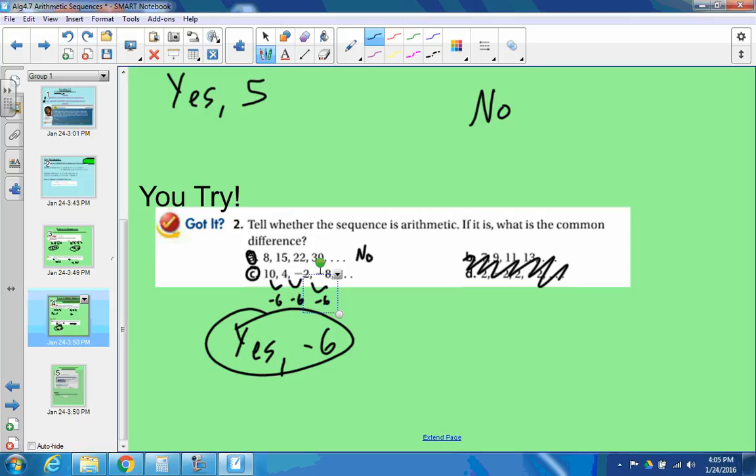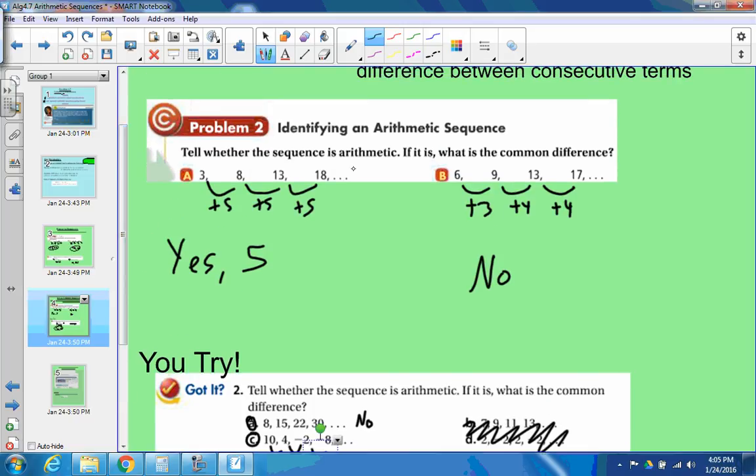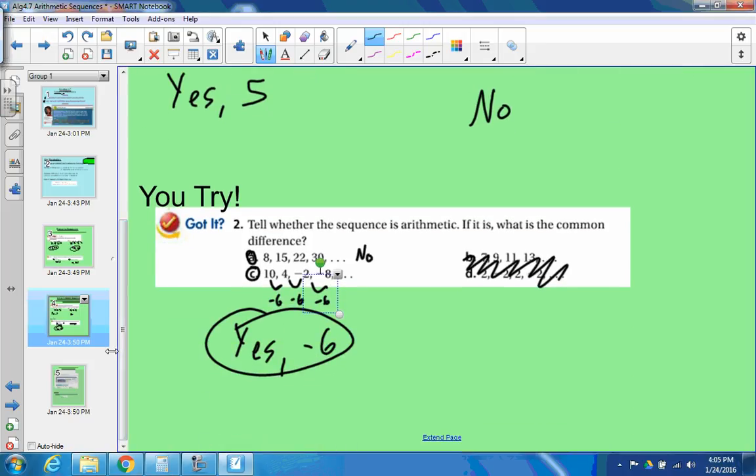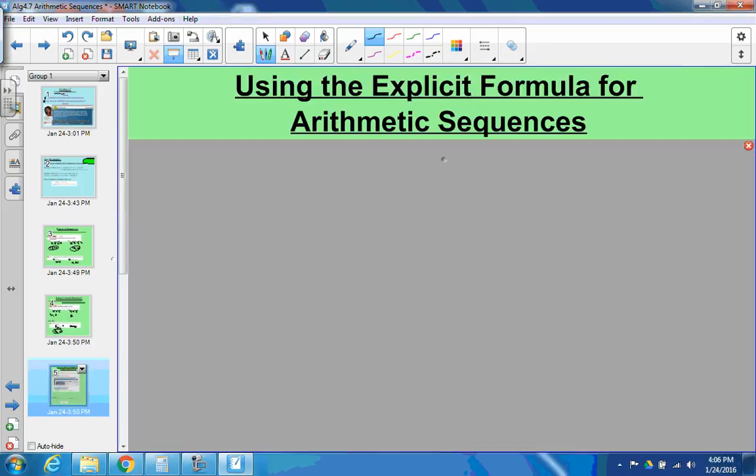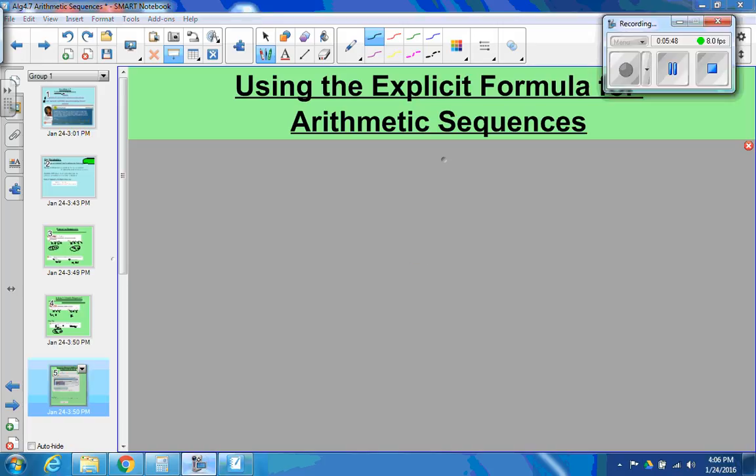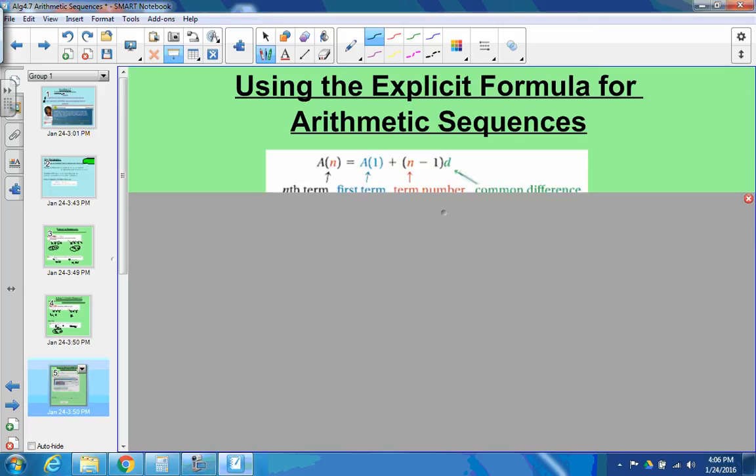So instead of going 23, then 28, then 33, then 38, until the 100th term, we've got to find a shortcut. And that's where this formula comes in. It's called the explicit formula for arithmetic sequences, and this is what it is. I'd like you to write it down, and I'll explain what it is as you write it down.